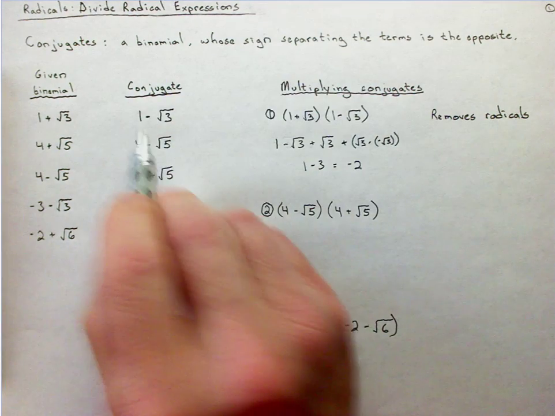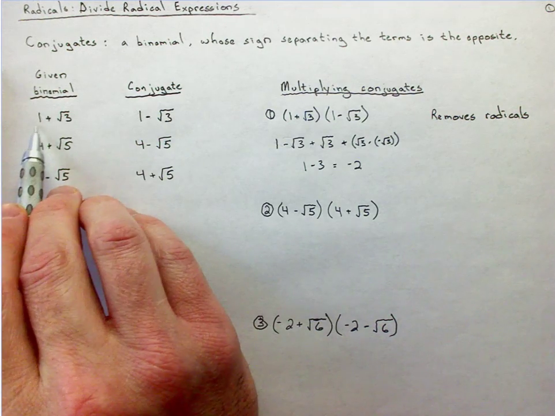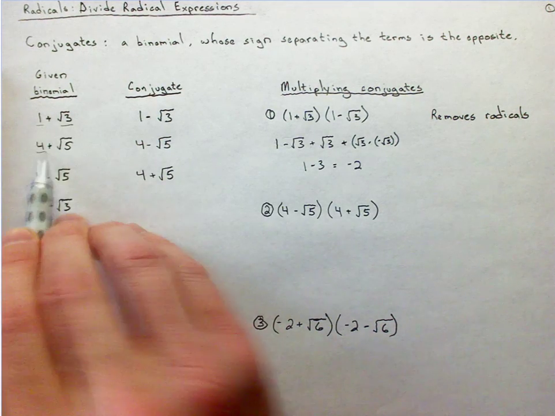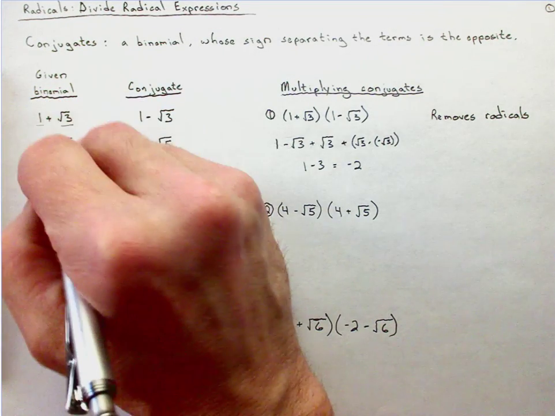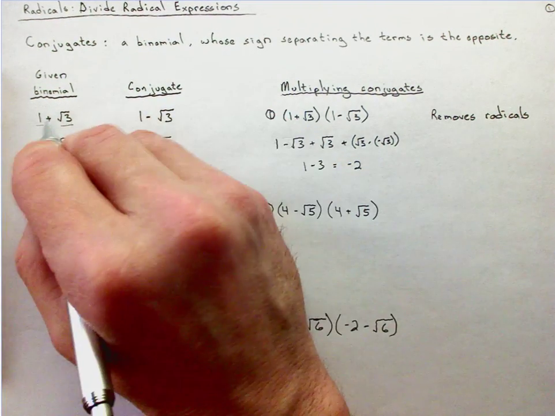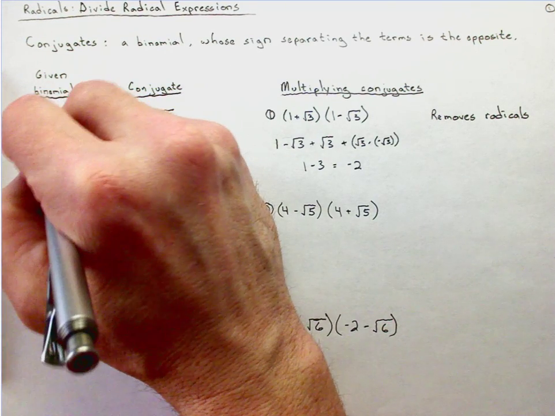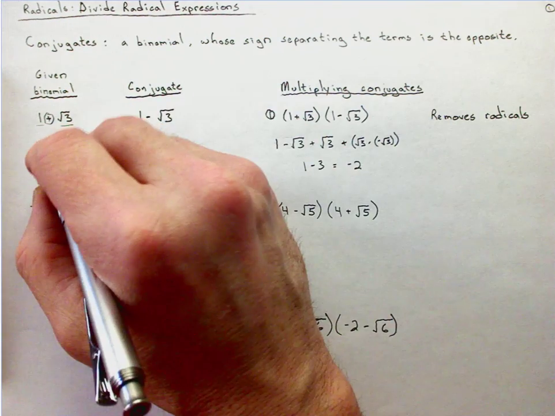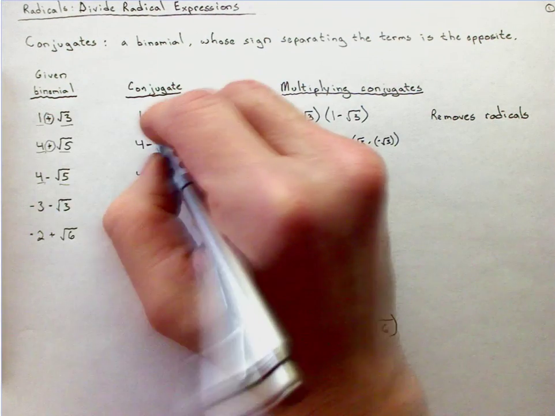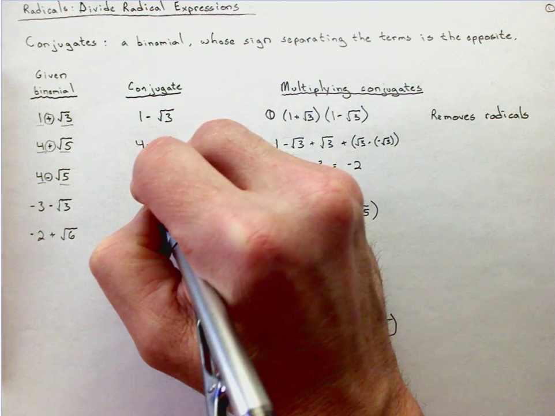And if you'll notice, a binomial whose sign separating the terms, these are the terms, okay, these are the terms, and the sign separating them is the opposite. So this was a plus sign, so what does it become? Negative sign. Or plus, minus, plus, minus. This was a minus sign, so it becomes a plus sign.